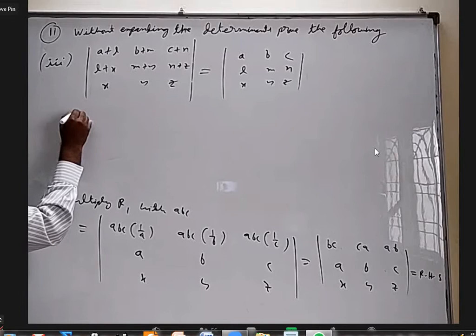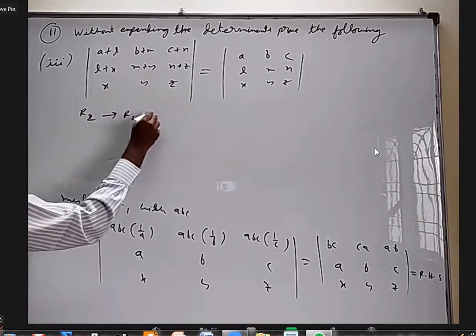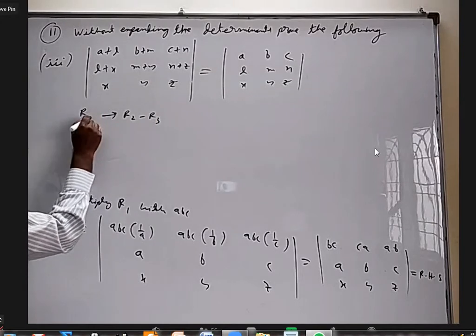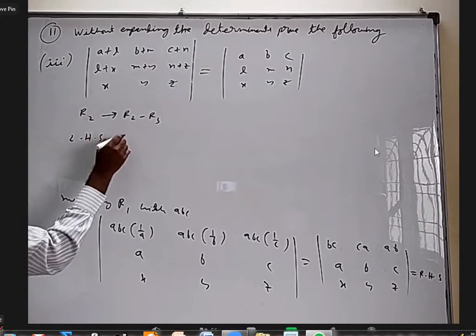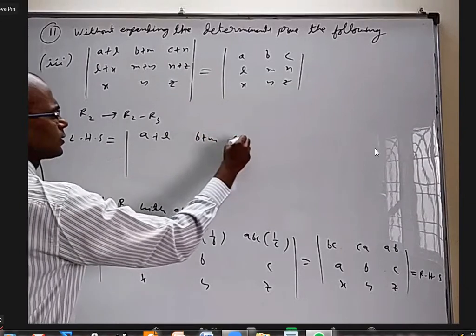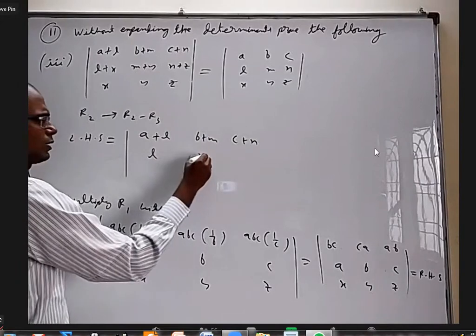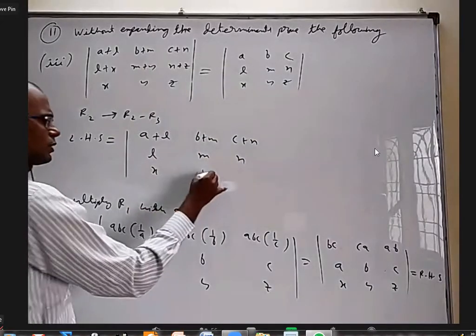Okay, so I want to do R2 as R2 minus R3. So LHS is equal to A plus L, B plus M, C plus N. From the second row, if I remove the third row, I'll get L, M, N, and X, Y, Z.